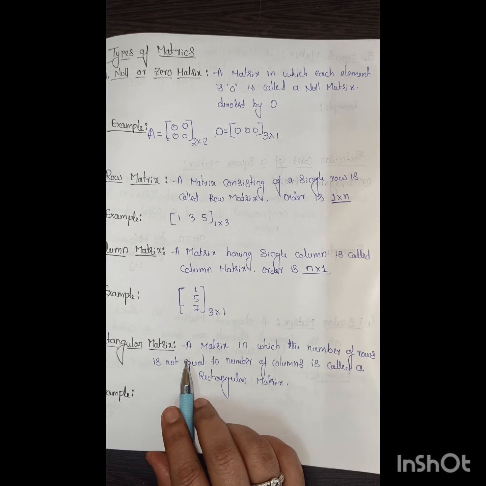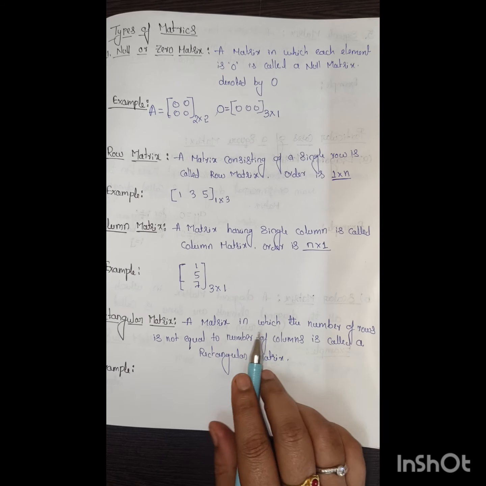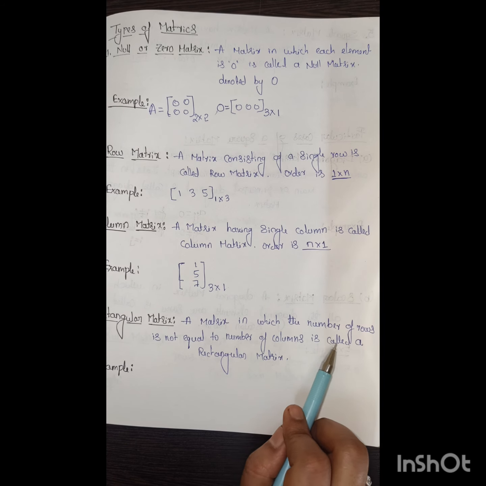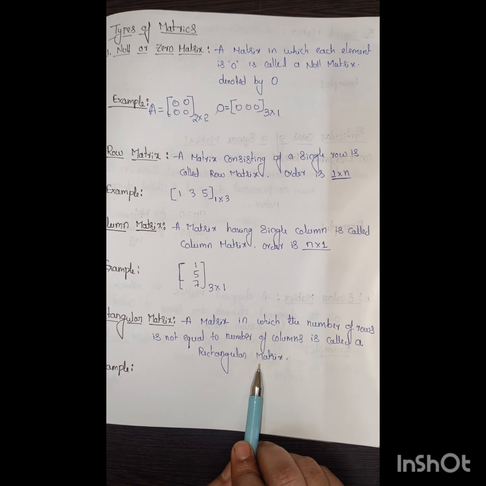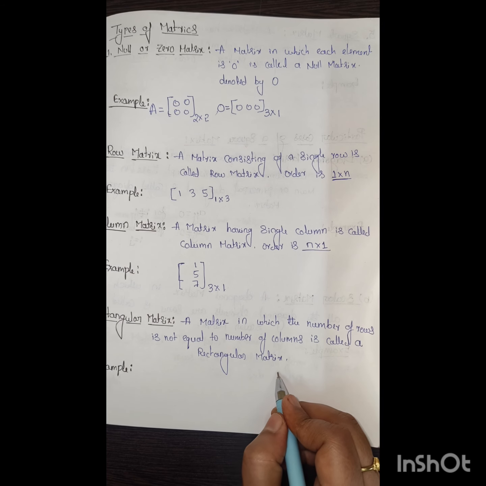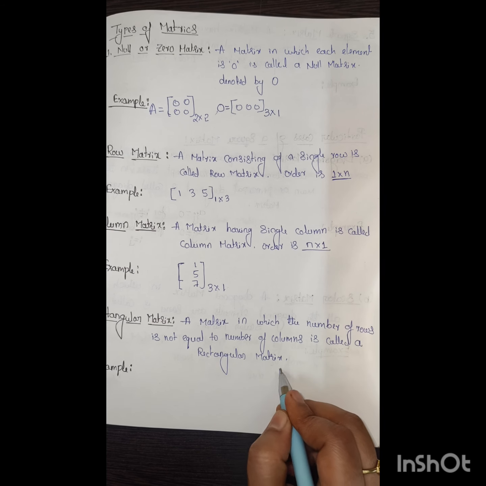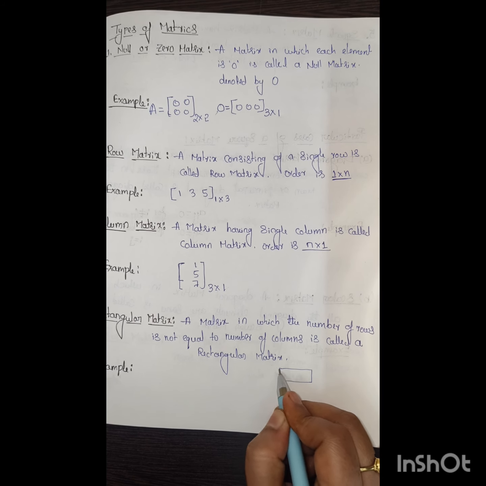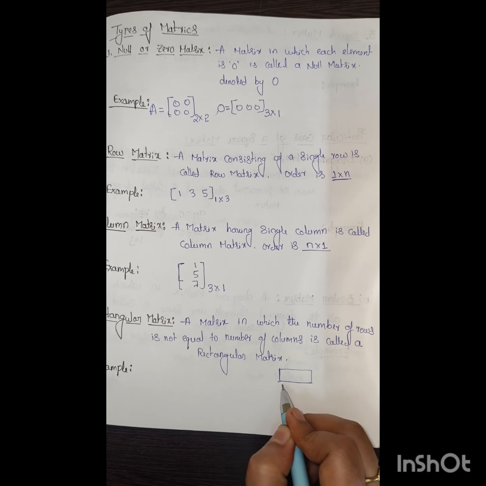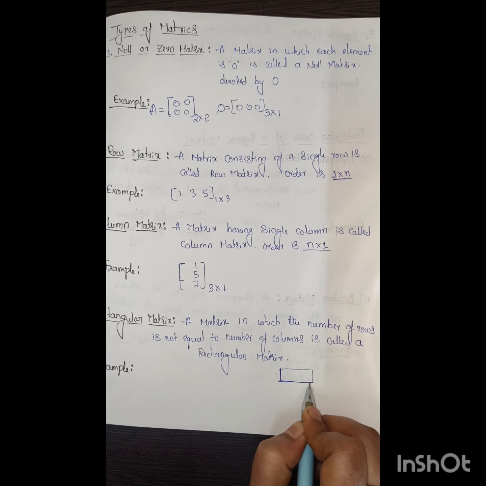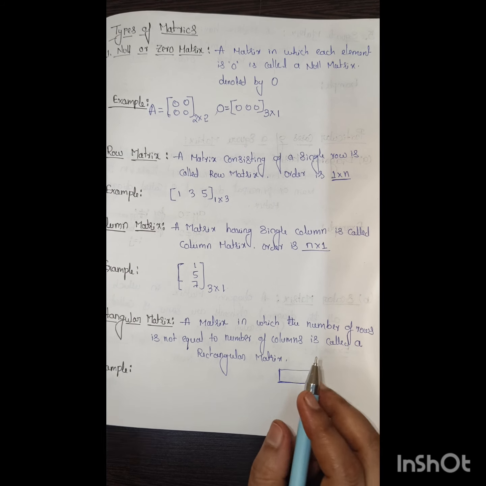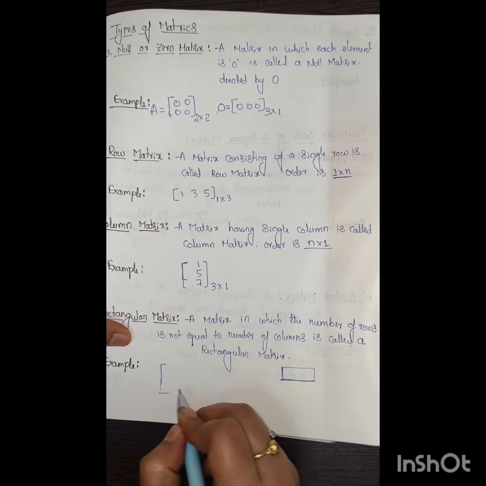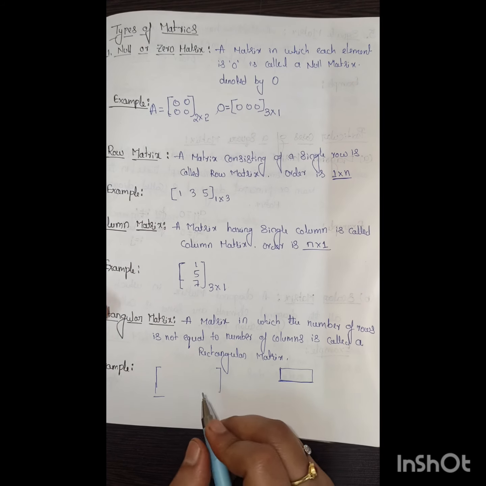And rectangular matrix. A matrix in which the number of rows is not equal to the number of columns is called a rectangular matrix. We know about the square and rectangle in geometry. Rectangle means we say that the base and length are not equal to each other. So here the number of rows is not equal to the number of columns. It's called a rectangular matrix.